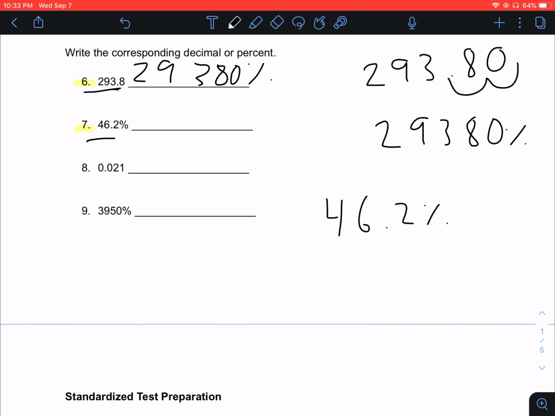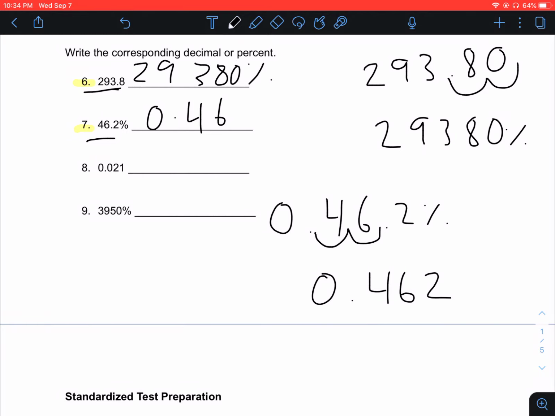For the next one, number 7, we have 46.2%, and we have to convert it into a decimal. So we're going to have to move this time to the left 2 times. And you put the decimal point here and add a 0. And your answer should be 0.462.